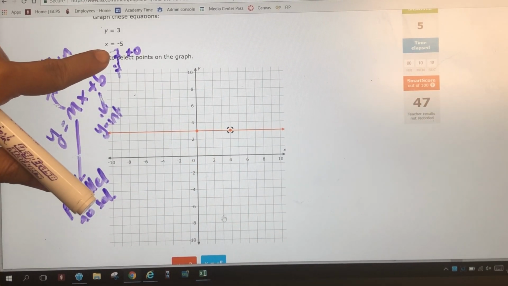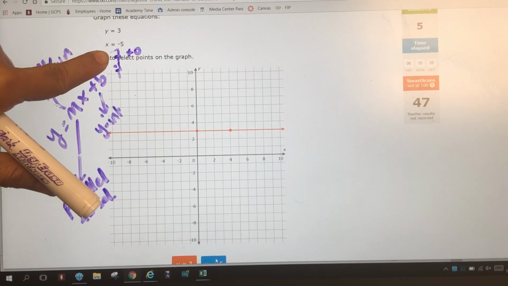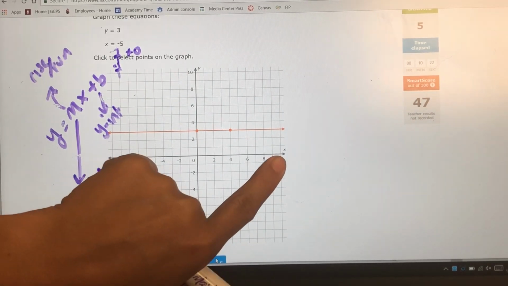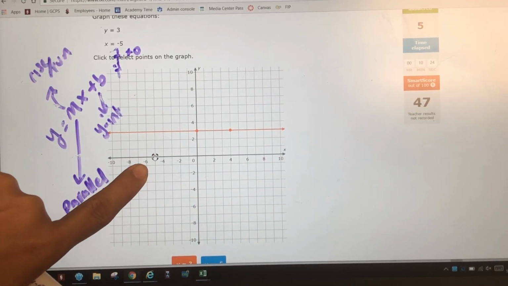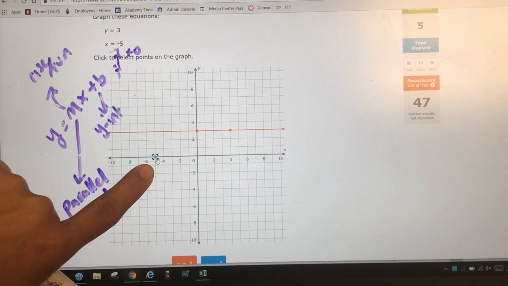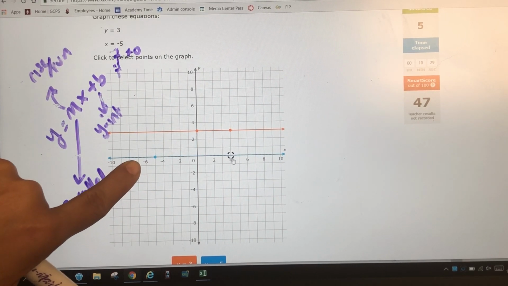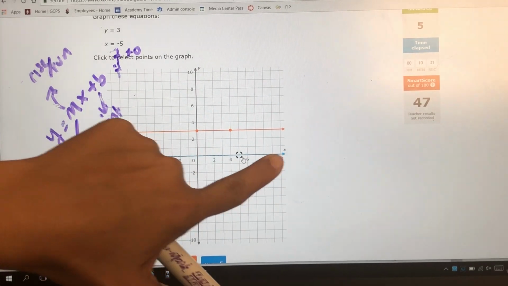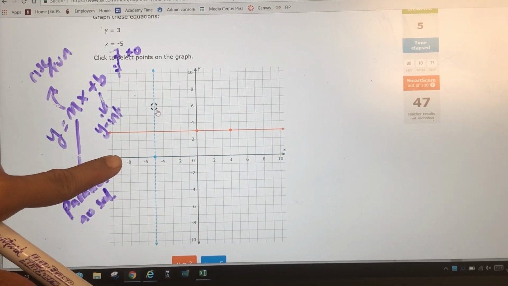Same thing with this line, so go to my second line. And I have x is equal to -5. So this time it's x, so I go to x, -5, and it can only touch at -5. So if I draw it this way, it's touching all these other numbers on the x-axis. So it must be that I go up this way.